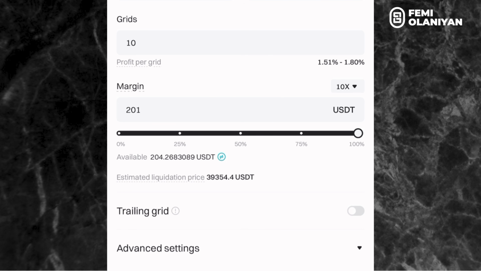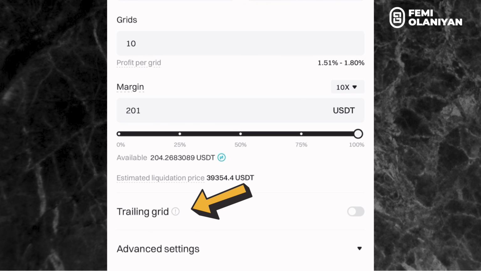Now, once you select your leverage and you've entered the amount you want to invest, the next thing you'll be seeing is your liquidation price. So this is my liquidation price right here. My liquidation price is $39,354.4. What does this mean? This means that if the price of BTC enters this price, I'll be losing all my money. I'll lose all my $201. That's the meaning. And if you're already doing futures trading, I'm sure you already know the meaning of liquidation price, so I won't need to go into all of that.